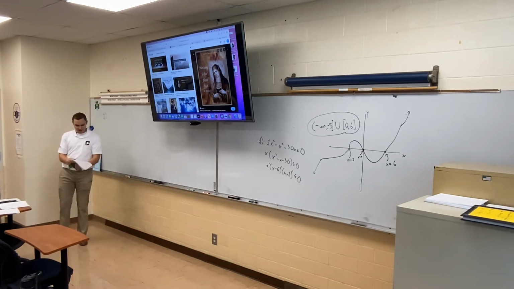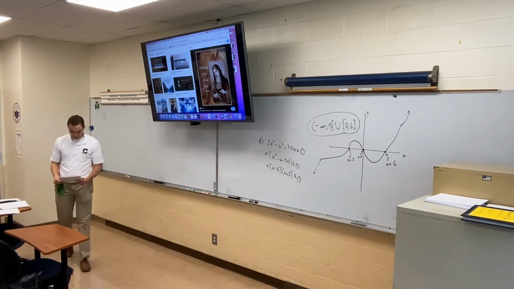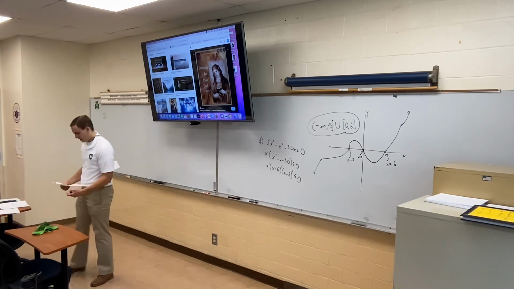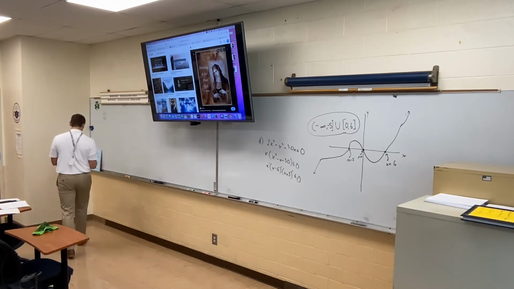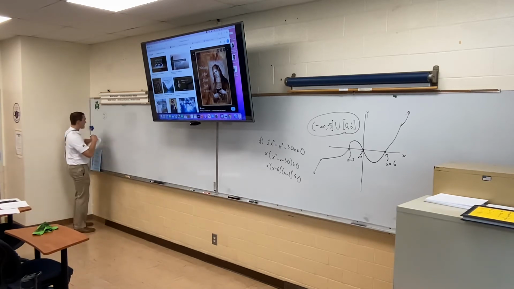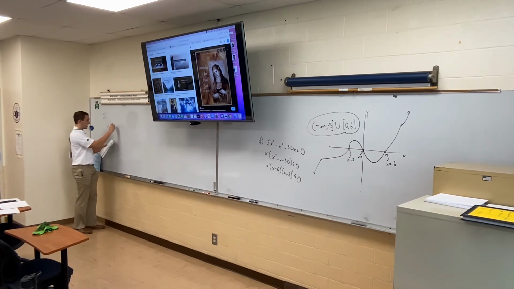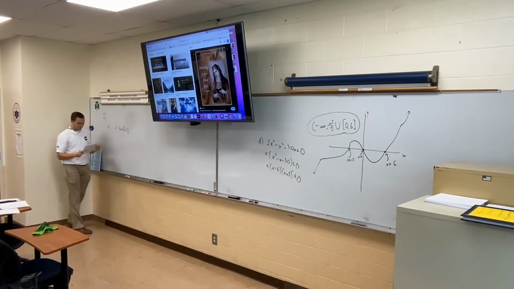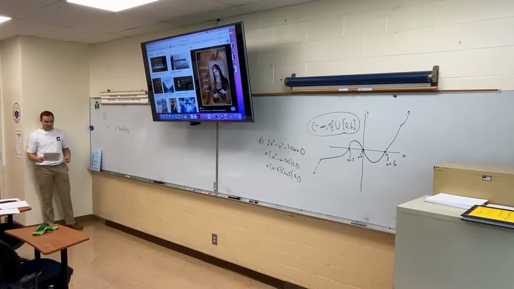Alright, so I'm ready to flip my page over. Flipping my page over. Part E. I want all my x such that x squared minus 8x plus 16 is less than or equal to 0. Right? Can I factor this?